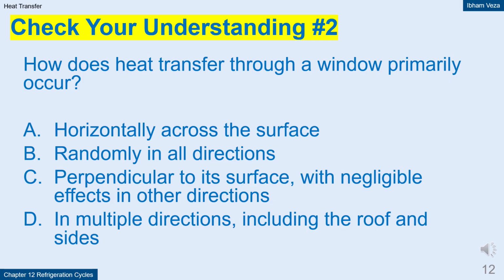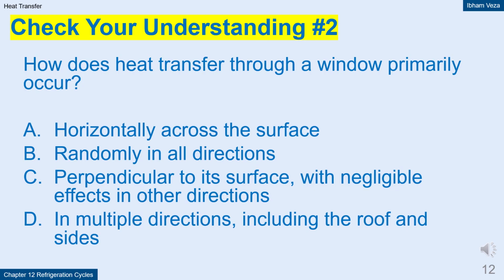The answer is C, perpendicular to its surface, with negligible effects in other directions. A, horizontally across the surface. Incorrect. Heat transfer through a window primarily occurs perpendicular to the surface, not horizontally, as the temperature gradient drives the flow in the normal direction.